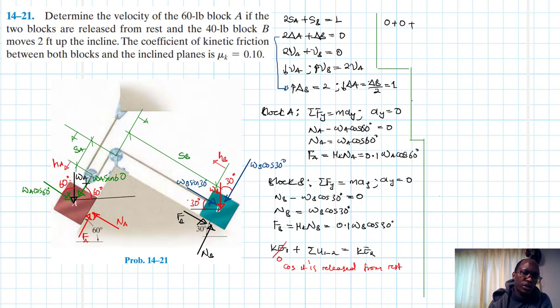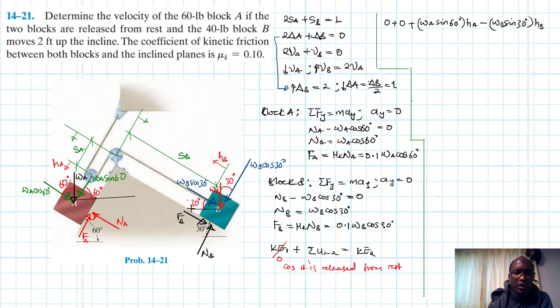So HA is going in the same direction as WA sine theta, which is 60 degrees, therefore positive work. So we say WA sine 60 times HA. Then in the other case, we have negative, because HB is going in the opposite direction with W sine 30. So we'll have WB sine 30 times HB.